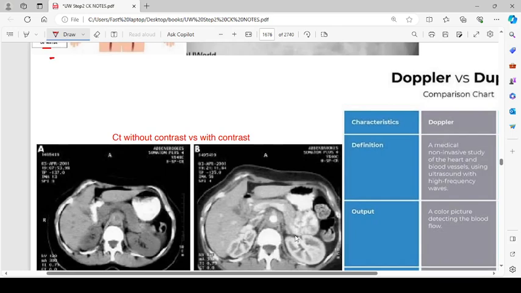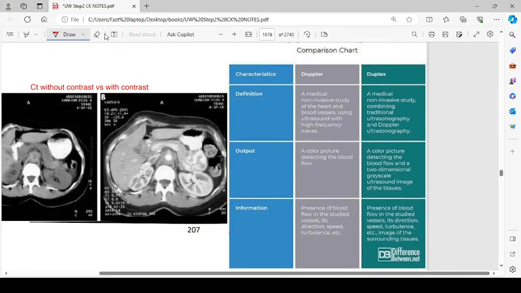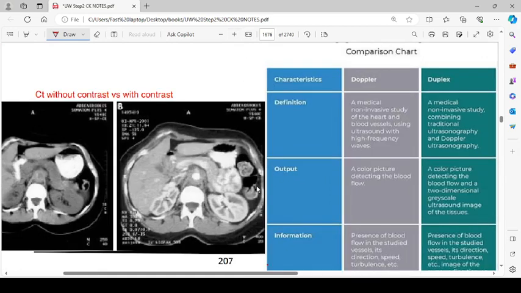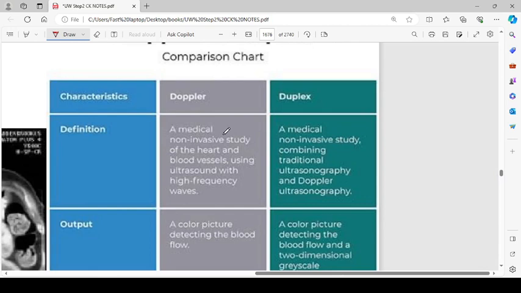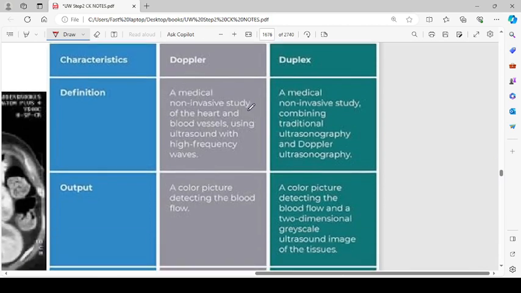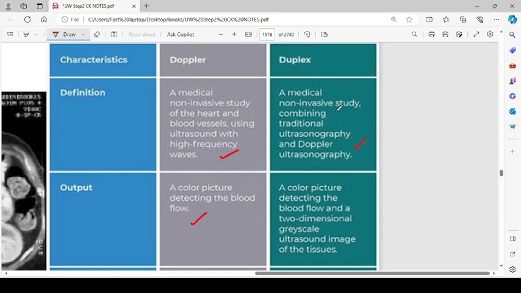This is Doppler versus duplex ultrasound. So this is a chart about it. Let's see the chart. By definition, Doppler is a medical non-invasive study of the heart and blood vessels using ultrasound with high frequency waves. A duplex is a medical non-invasive study combining traditional ultrasonography and Doppler ultrasonography. The output is a color picture detecting the blood flow. Let's read them one by one.